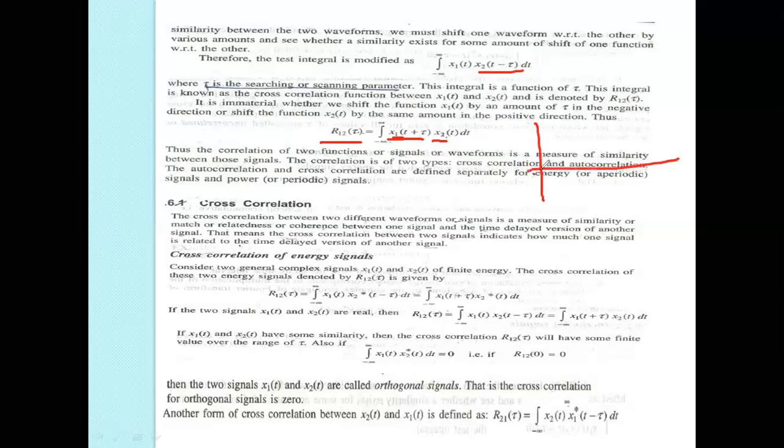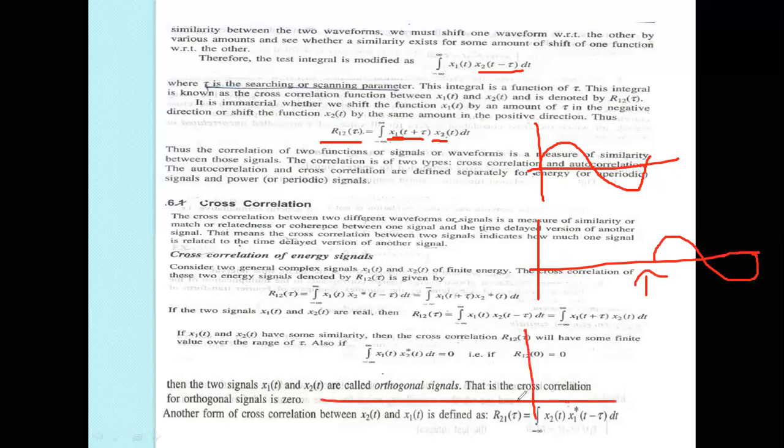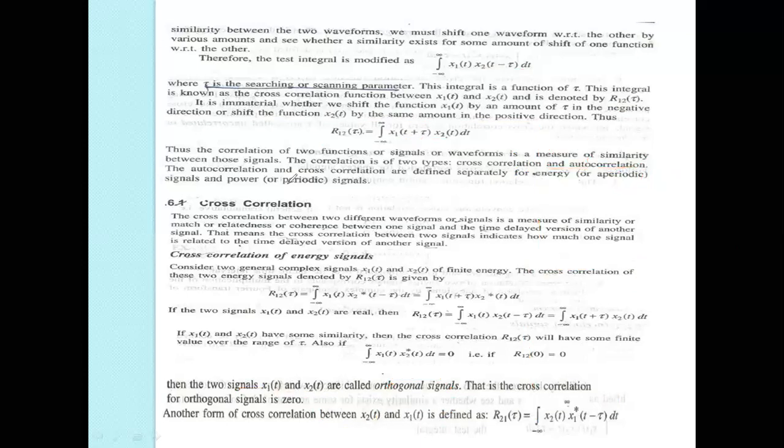Because the sinusoidal signal that we transmitted is delayed with the tau samples on the receiver side. Both have the similarity, or otherwise it is shifted towards the left side with the tau samples, and comparing it, both are identical, similarities only. Okay, thus the correlation of two functions or signals or waveforms is a measure of similarity between those signals.